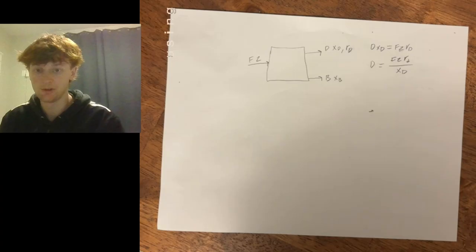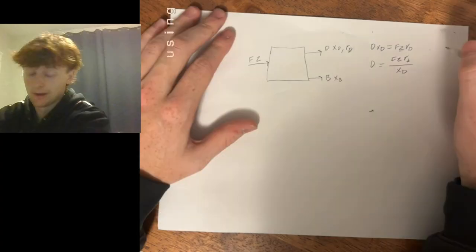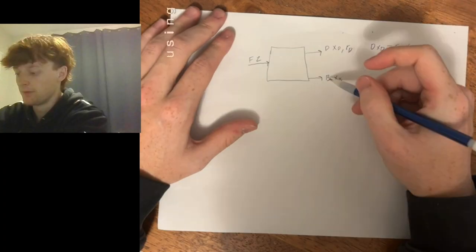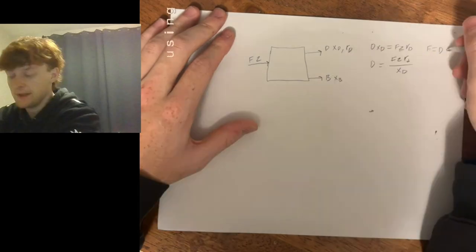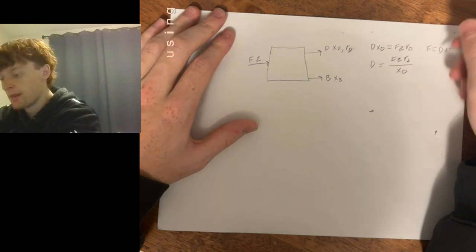So the next thing we're going to figure out is how we get the flow rate of our bottom. In order to do that, we'll do an overall mass balance where F is equal to D plus B, and then we just rearrange it. Pretty simple. B equals F minus D, and we know F, we know D, so then we can solve for B.